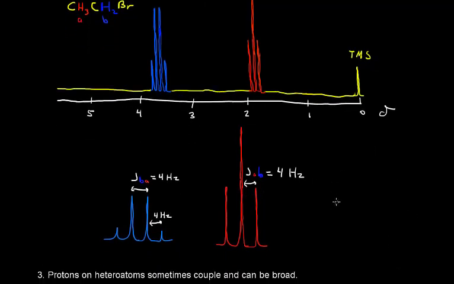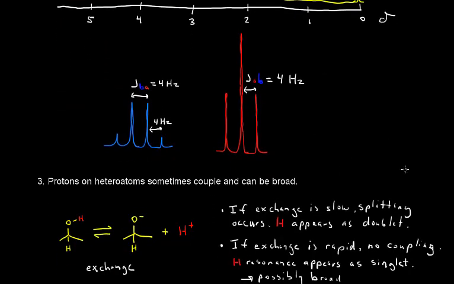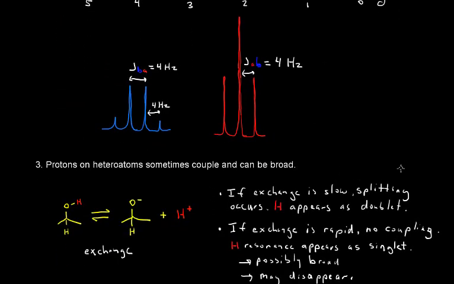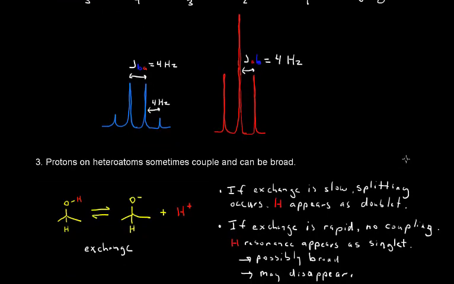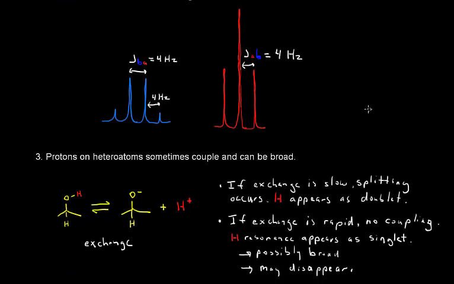Finally, one last thing. Protons on heteroatoms. And recall, by heteroatoms I mean any atom other than carbon, oxygen and nitrogen being the most common ones in organic chemistry. Protons on heteroatoms sometimes couple, sometimes split adjacent protons on carbons, and they can be broad. That is, the resonance is often not sharp, it's often broadened.